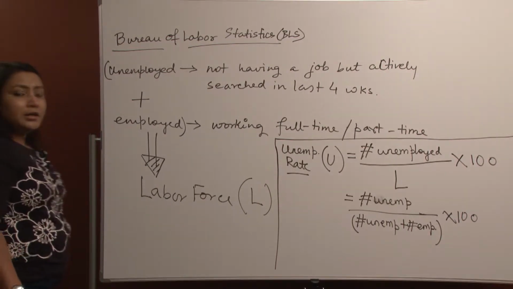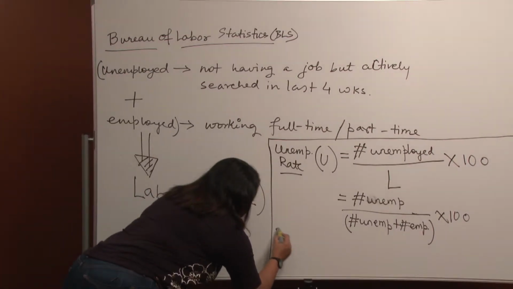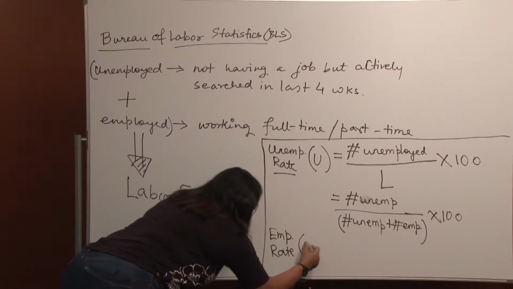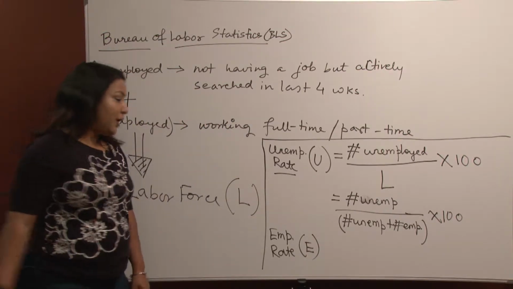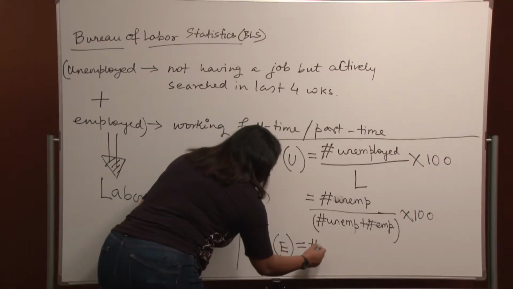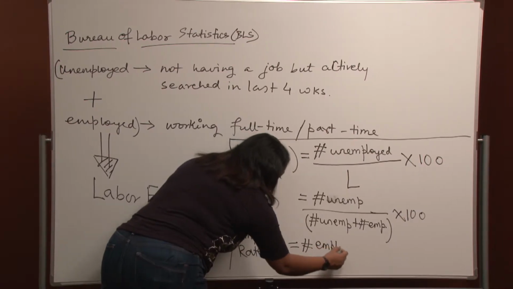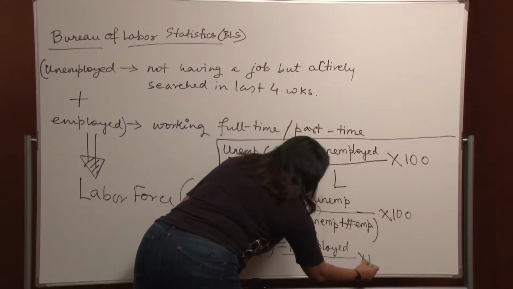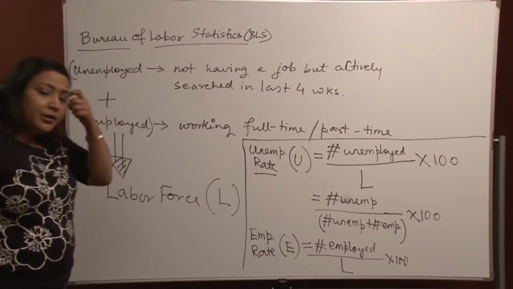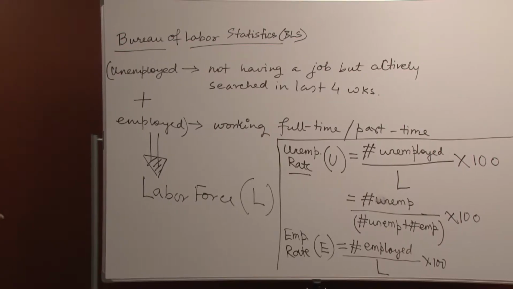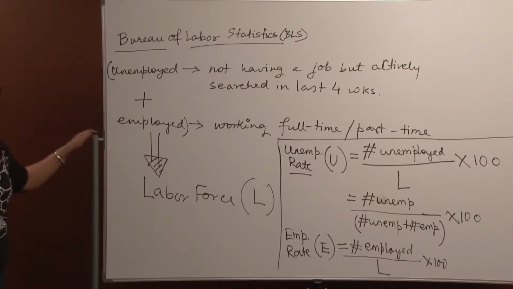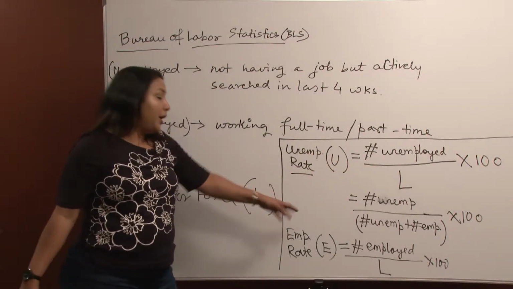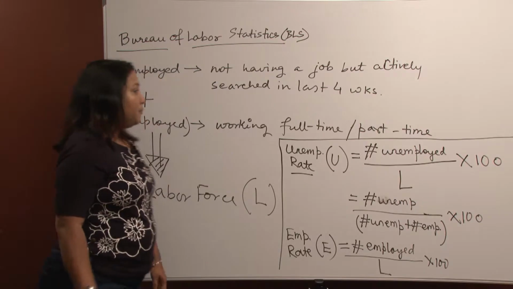Similarly, we could define the employment rate of the country, and employment rate is denoted by capital E. So, capital E is the employment rate, and employment rate is given by number employed divided by the labor force, that is capital L, times 100. So, the denominator in both formulae is the same. You have labor force in the denominator, but in the numerator you have the number unemployed in case of unemployment rate, and the number employed in case of employment rate.